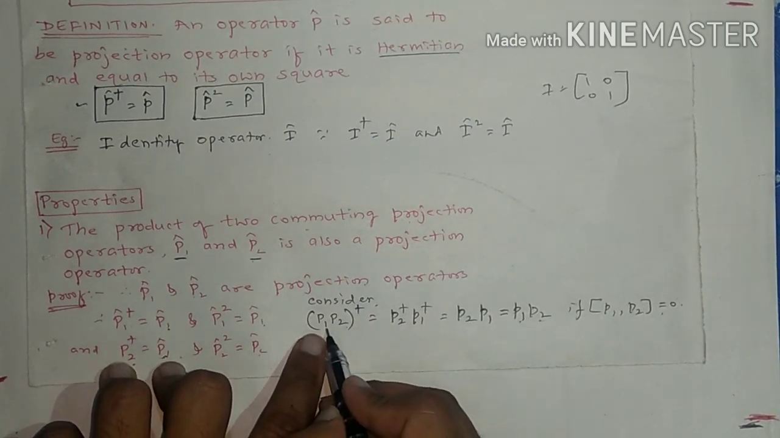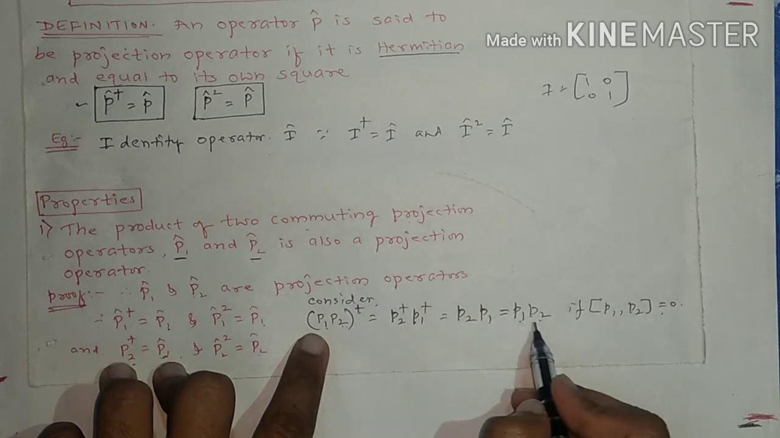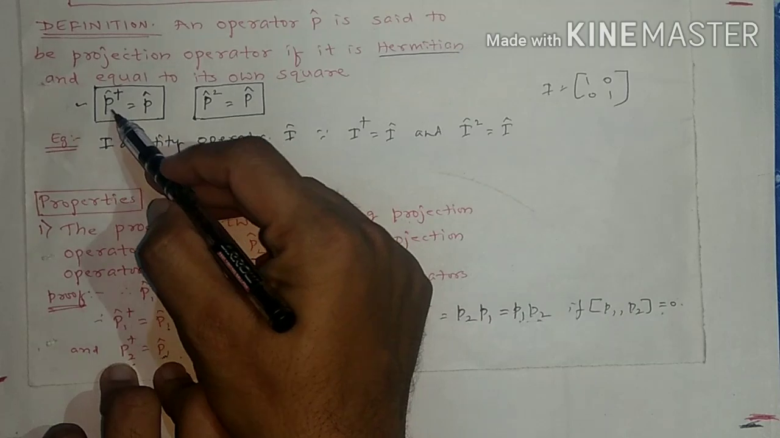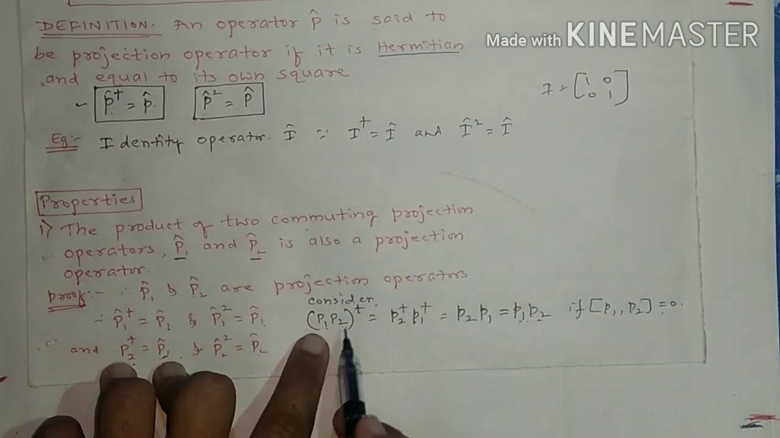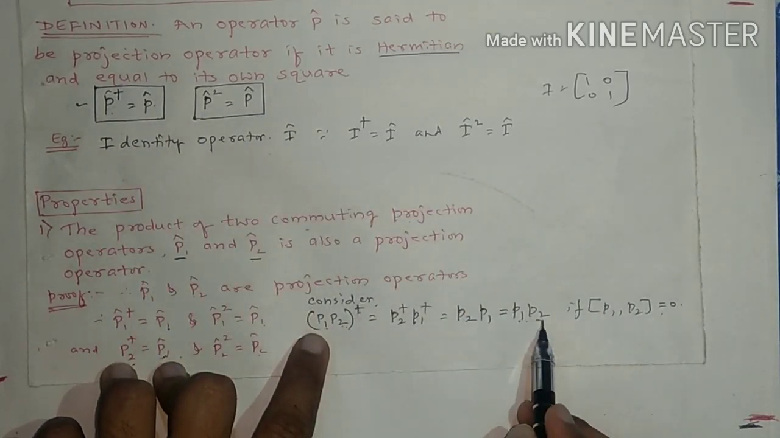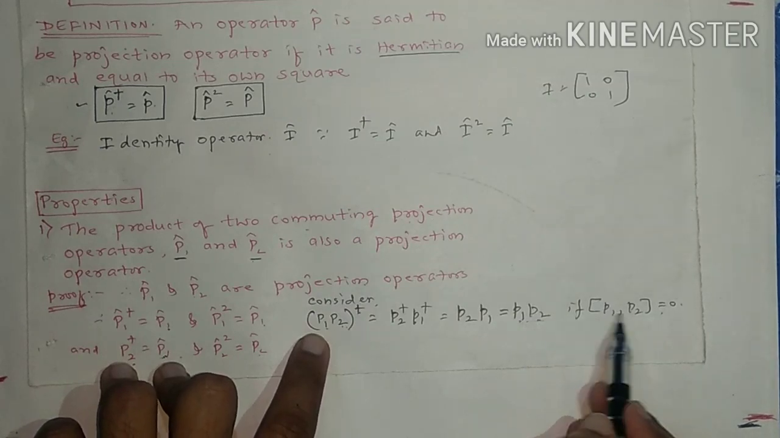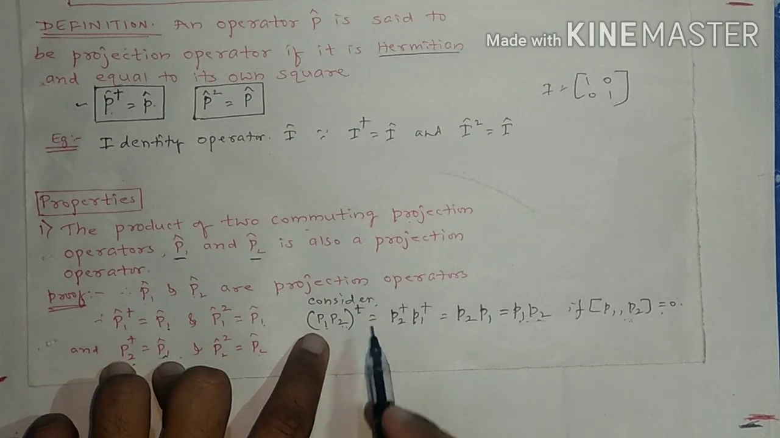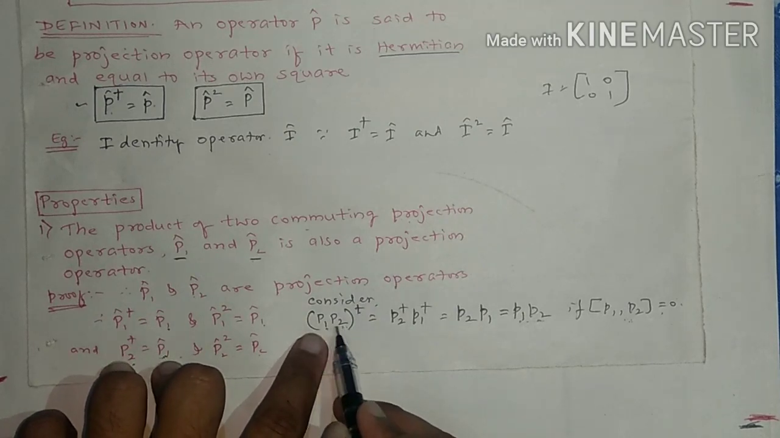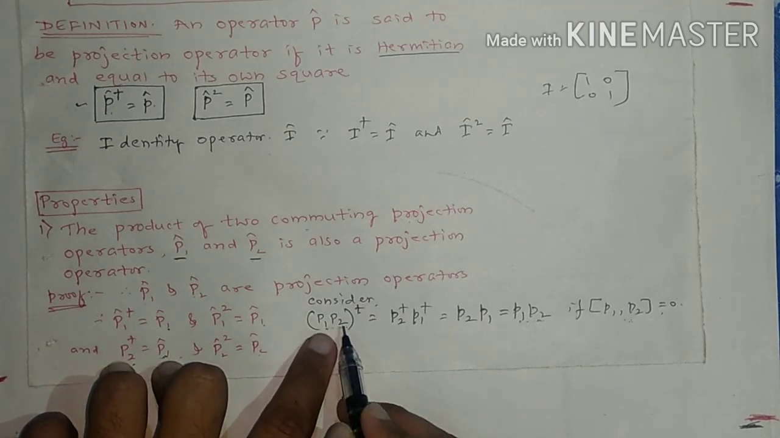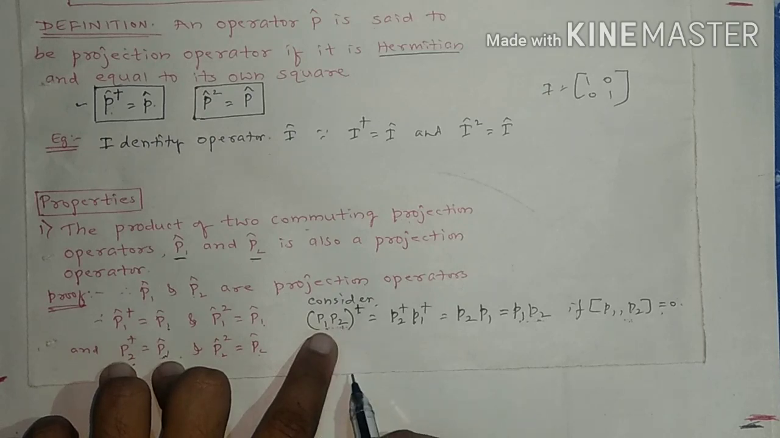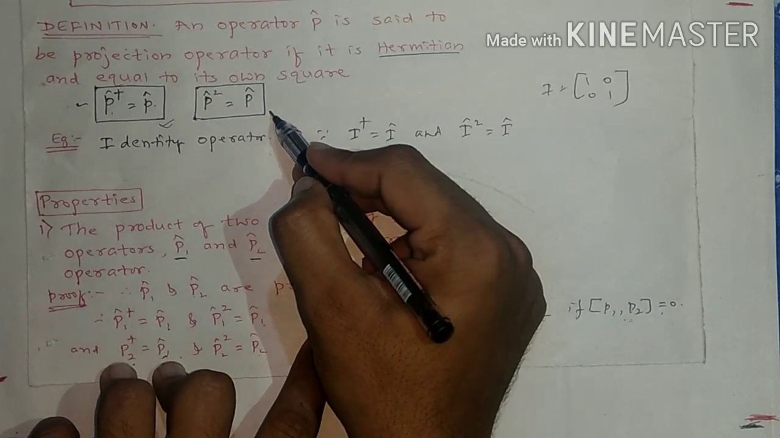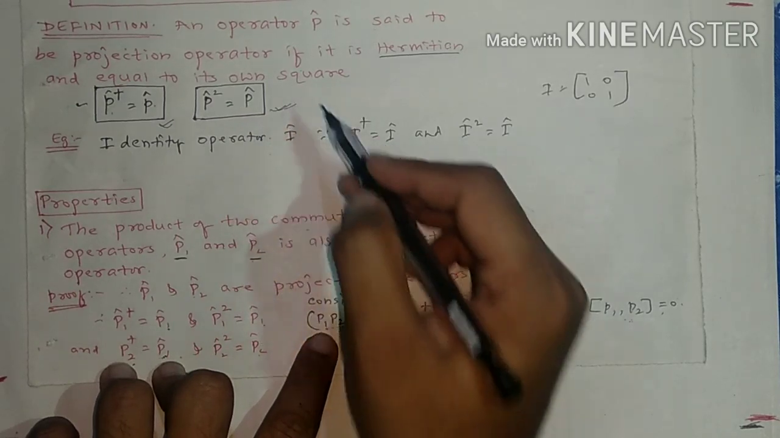So what we started with was P1 P2 dagger, and we got P1 P2. So it's like this: the condition, dagger, and again we get the same condition if and only if P1 and P2 commute with each other. So therefore the product of two projection operators is also a projection operator, we are proving. So only one condition we have proved so far, so we should prove the other condition also.